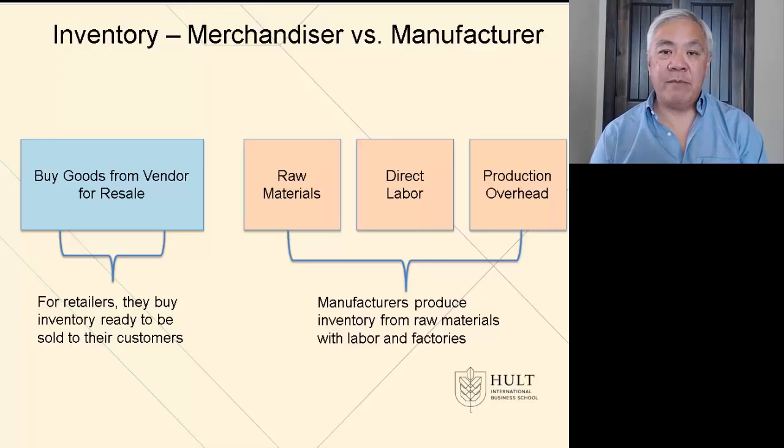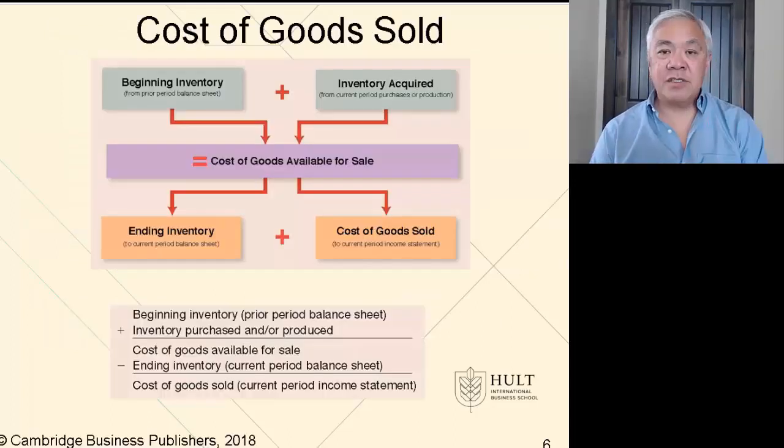The other side is an example of a manufacturer. A manufacturer creates the product. They buy raw materials, they have direct labor to work in the factories, and they have overhead for running those factories. And those costs combined are reflected in the cost of the items and in their inventory for making the product that they produce. Cost of goods sold is through what looks a little complicated in terms of inventory.